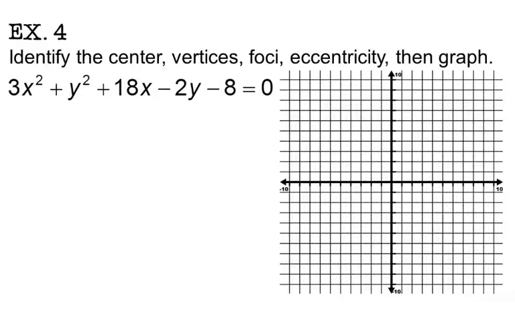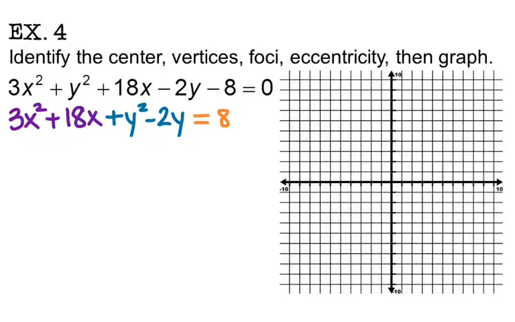Okay, so on example 4, we have a similar problem in that our equation is all multiplied out. It is not in the correct form that we need it in to find all the important information to graph. So I'm going to start the same way I did with the circle. I want to group the x's, group the y's, and the constant is going to go on the right-hand side. So we're going to have 3x squared plus 18x plus y squared minus 2y equals 8.